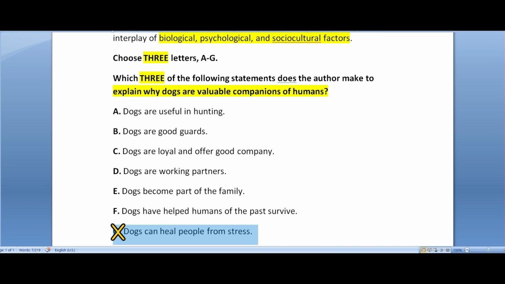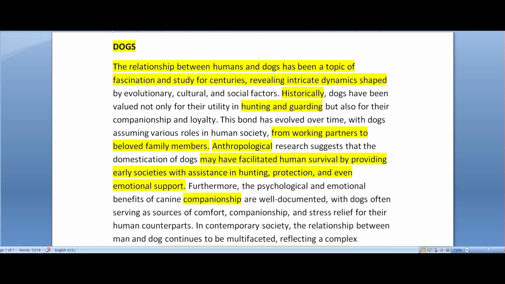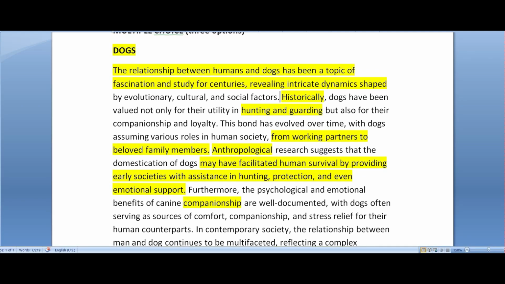So let's examine the rest according to the question. For example, the passage says clearly that historically dogs have been valued not only for their utility in hunting and guarding, but also for their companionship and loyalty.